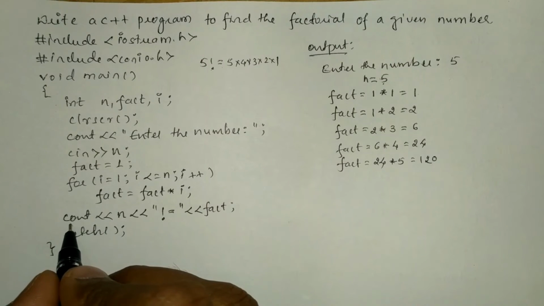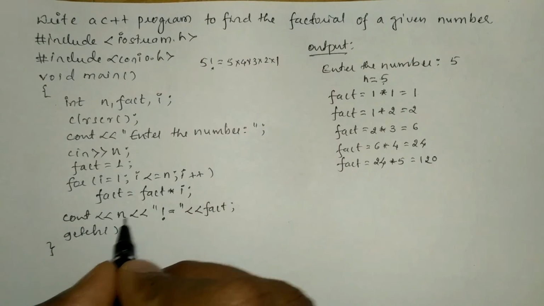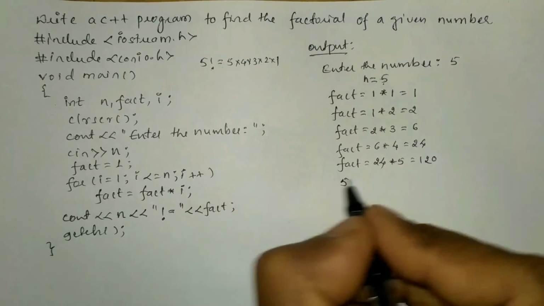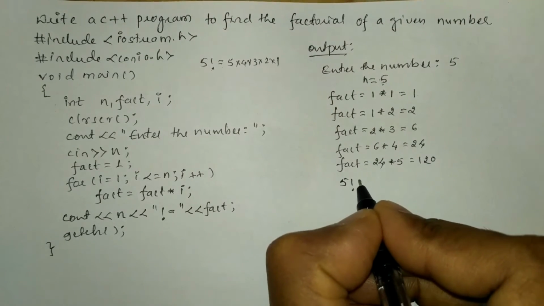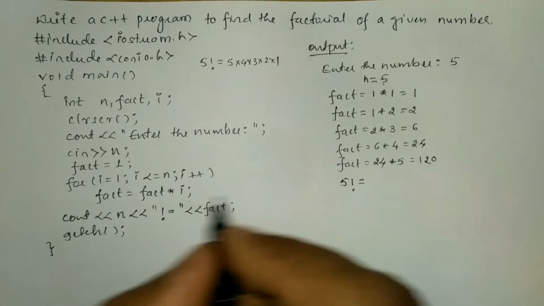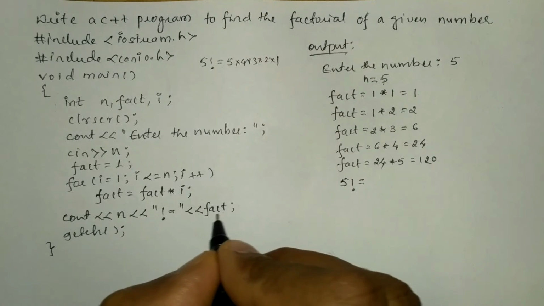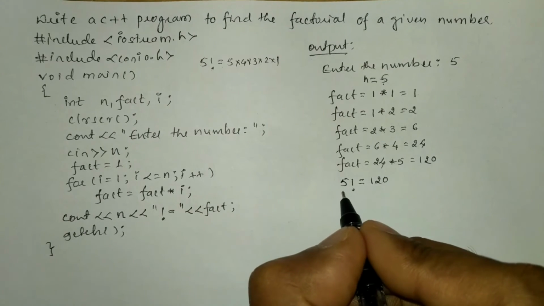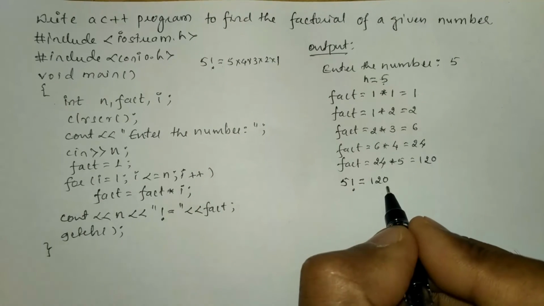What is the next statement? Cout n. What is n? N is holding value 5, and the exclamation mark, equal to, is read as factorial is equal to, 5 factorial is equal to, which will be printed as it is, and fact is a variable that is holding 120. So it is going to print 5 factorial is equal to 120.